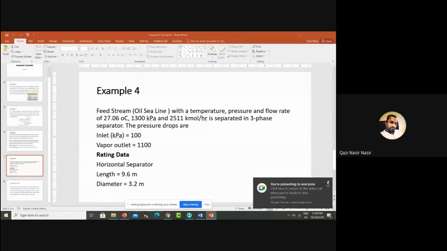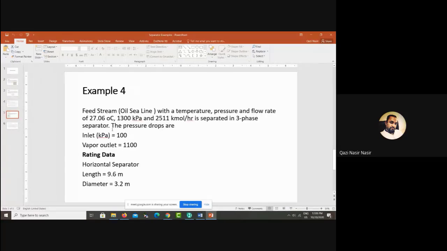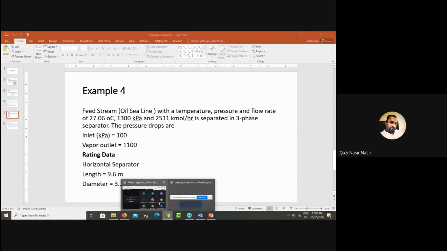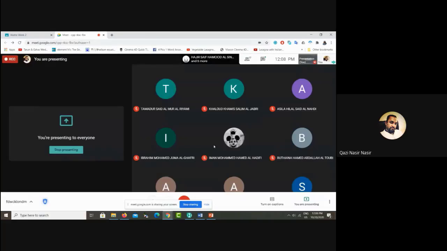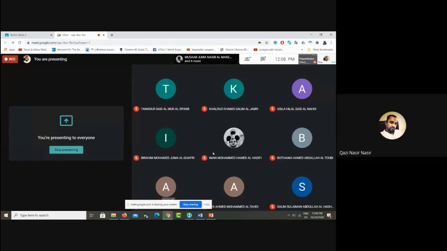So you have an example which is shown on your screen. In this example we will use both a horizontal separator as well as a vertical separator. This will be a little bit different than normal, but you already have the idea of how to simulate and how to add the hypothetical component. So basically, they are using a hypothetical component. You need to add a hypothetical component in this simulation in order to run the simulation.